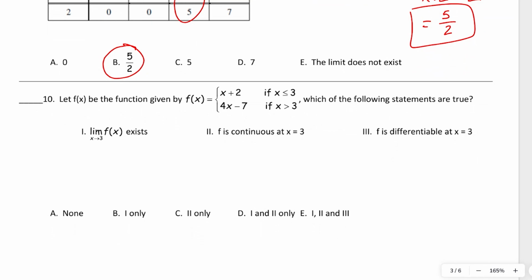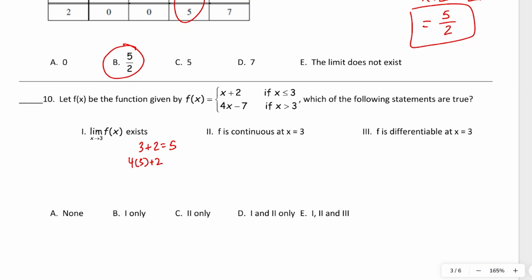So to answer this question, we need to know, does x plus 2 equal, we don't know, 4x minus 7 when x is 3? So we'll evaluate both of these separately. Now, if the limit exists there and it equals the value of the function, which we'll check anyway, then we can also say it's continuous. So this little check here, if these two values are the same, then we're going to be able to say that both 1 and 2 are true. So let's check. 3 plus 2 is 5. Okay. 4 times 3 minus 7 is going to be 5.